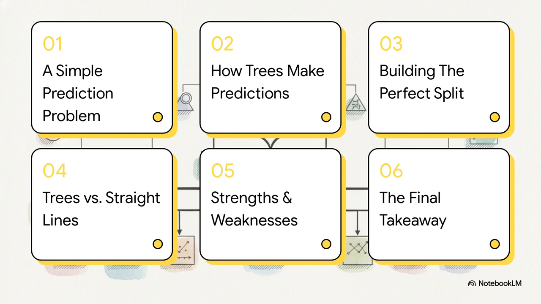So, here's how we're going to do it. We'll start with a really simple problem, then look at how a tree actually splits up data to make its predictions. After that, we'll see how it stacks up against other methods, and we'll finish off by getting real about its strengths and its weaknesses.